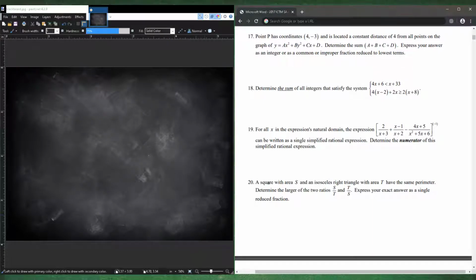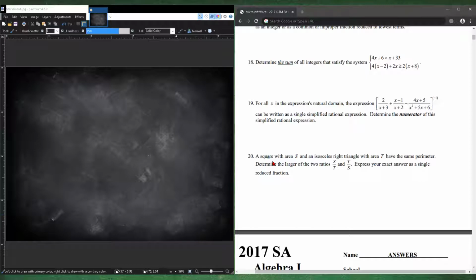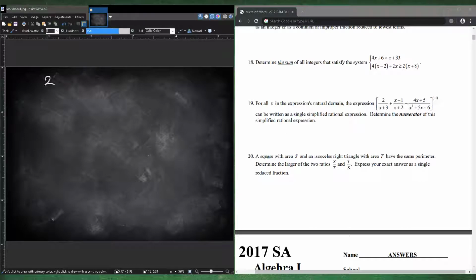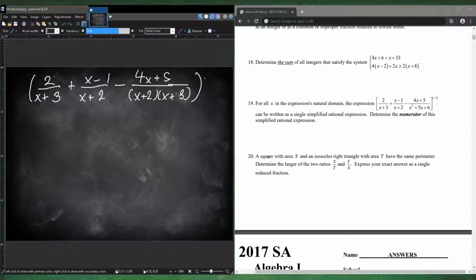Okay. Number 19. For all x in the expression's natural domain, the expression raised to the power of negative 1 can be simplified as a simple rational expression. Determine the numerator. Okay, so let's rewrite that again. So (2x + 3 + (x - 1)/(x + 2) - (4x + 5)/((x + 2)(x + 3))), which can be factored as x + 2 times x + 3, raised to the power negative 1.